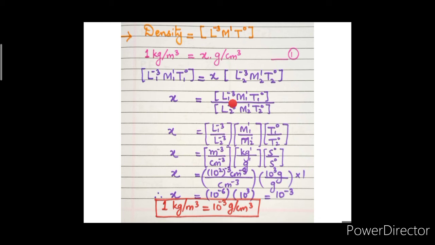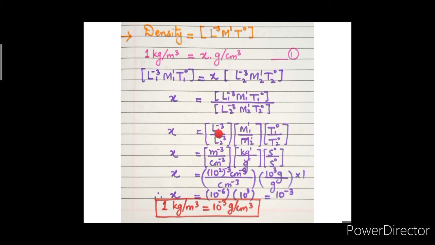So here we have to write L1 raised to minus 3 divided by L2 raised to minus 3 in one bracket. In another bracket, m1 raised to 1 divided by m2 raised to 1, and in the third bracket, t1 raised to 0 upon t2 raised to 0. Then after getting this equation we have to write down the SI units and CGS units of density. So L1 represents the SI system of length, so here L1 raised to minus 3 is there.